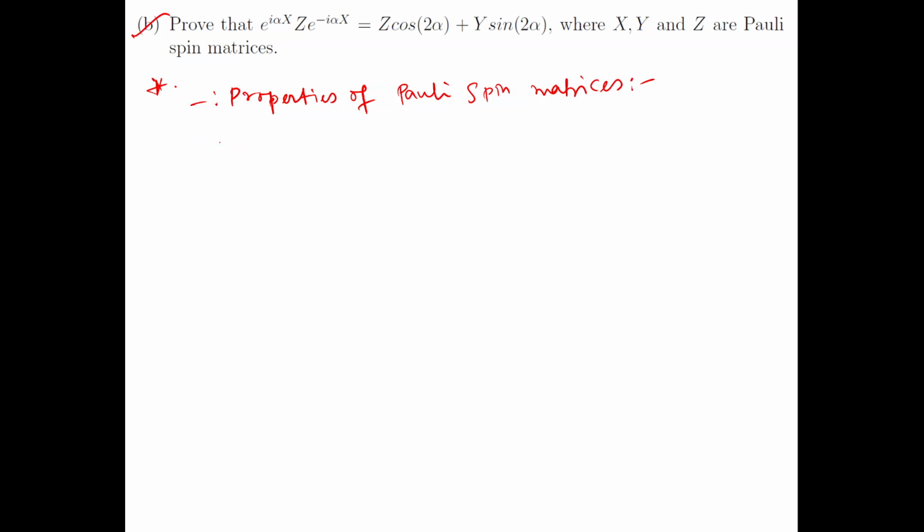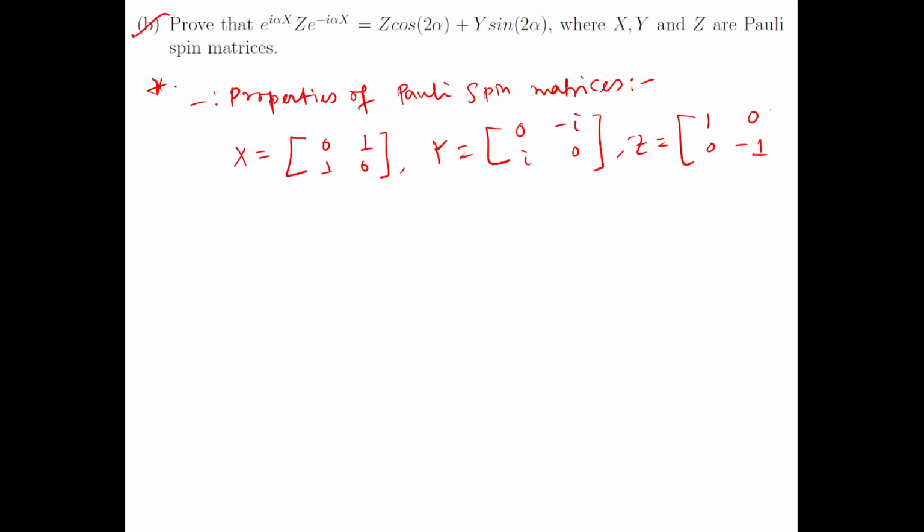First, write it down. What are x, y, and z? So x is 0, 1, 1, 0. These are not required, this matrix. I'm just writing it down for your convenience. And y is 0, minus i, i, 0, and z is... Whatever properties I am going to write, you can verify from these matrices. This is up to you.